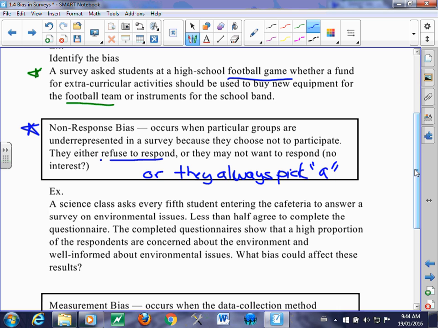From a list of multiple choice, okay? All right, so here we go. A science class asks every fifth student entering the cafeteria to answer a survey on environmental issues. Less than half agree to complete the questionnaire. The completed questionnaires show a high proportion of respondents are concerned about the environment. Well, there are many that aren't, right? So that's what the bias is.